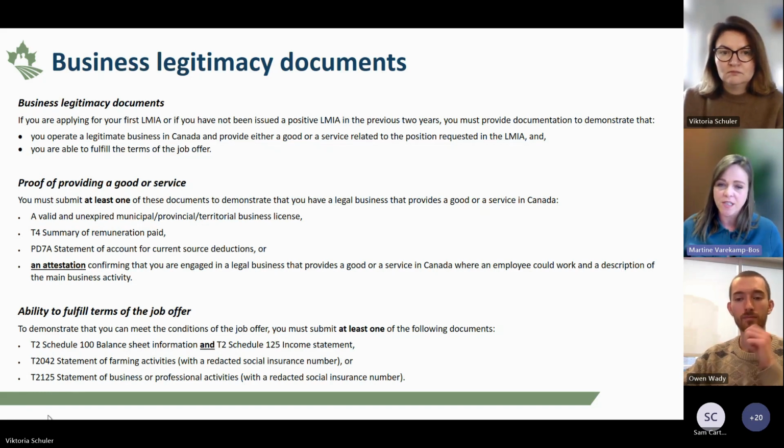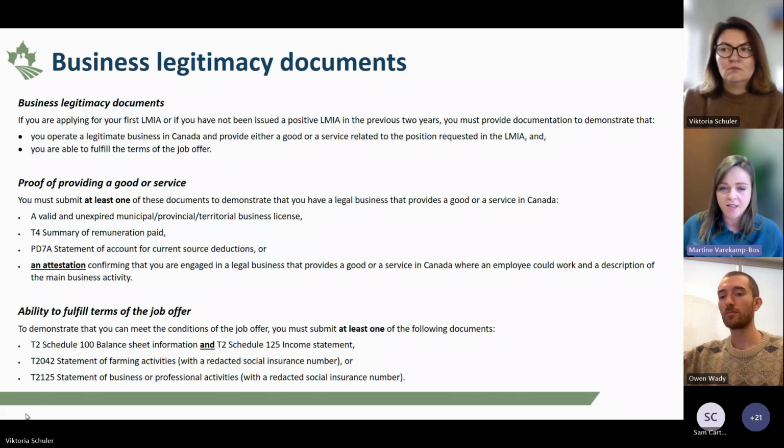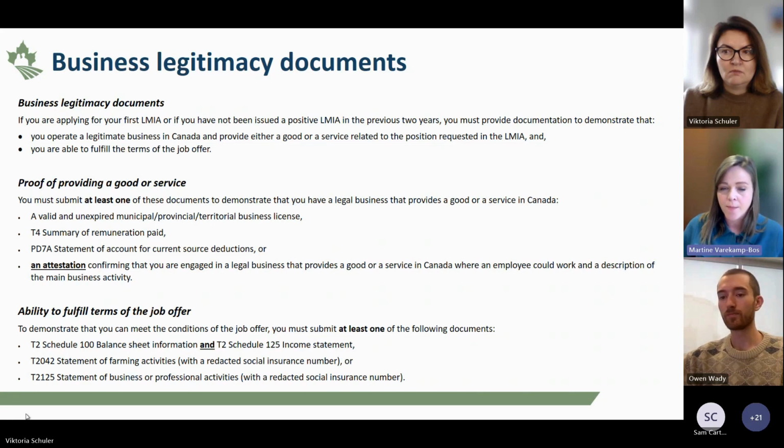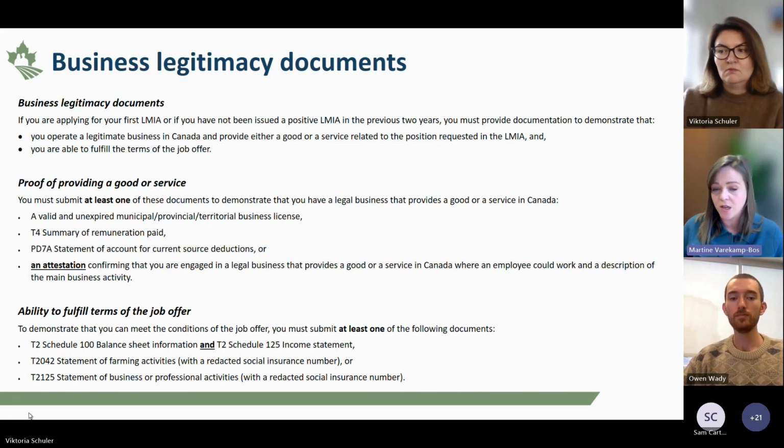So there's different documents that you can supply as your business legitimacy documents. I would say the most common ones that we seem to be providing is the T4 summary of remuneration. So that's your payroll records. Another one for the ability to fulfill, we're usually getting the T2 Schedule 100 and the T2 Schedule 125. And if you don't know what they are, or if you don't know where they are, ask your accountant or bookkeeper. They can probably pull them up within the hour for you.